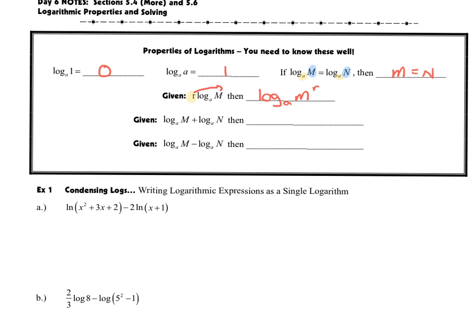The next thing is that two logs, same base, that are being added, what we can do is we can take the arguments and we can multiply them when we write it as a single logarithm. So we'll have our log base a, and then we'll have an m times an n. Of course, if that one makes sense to you, the next one really will. Again, two logs, same base, this time they're subtracted. So if we multiplied when they were being added, we're going to divide when they're being subtracted. So we will have our log base a of m over n.